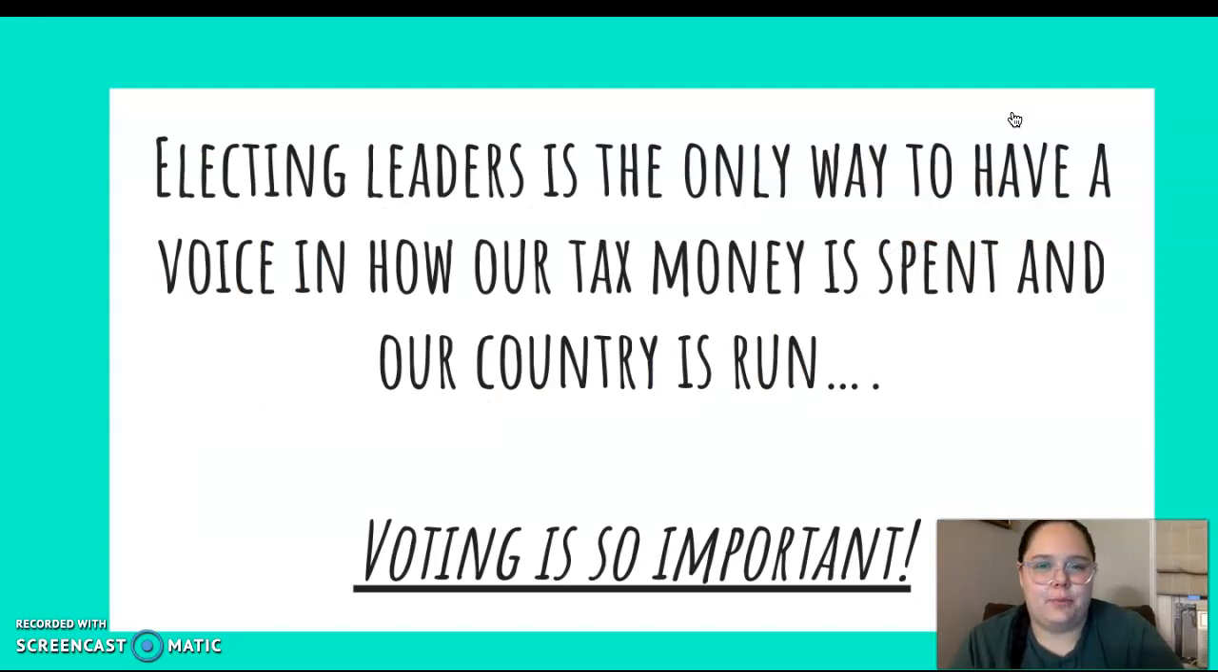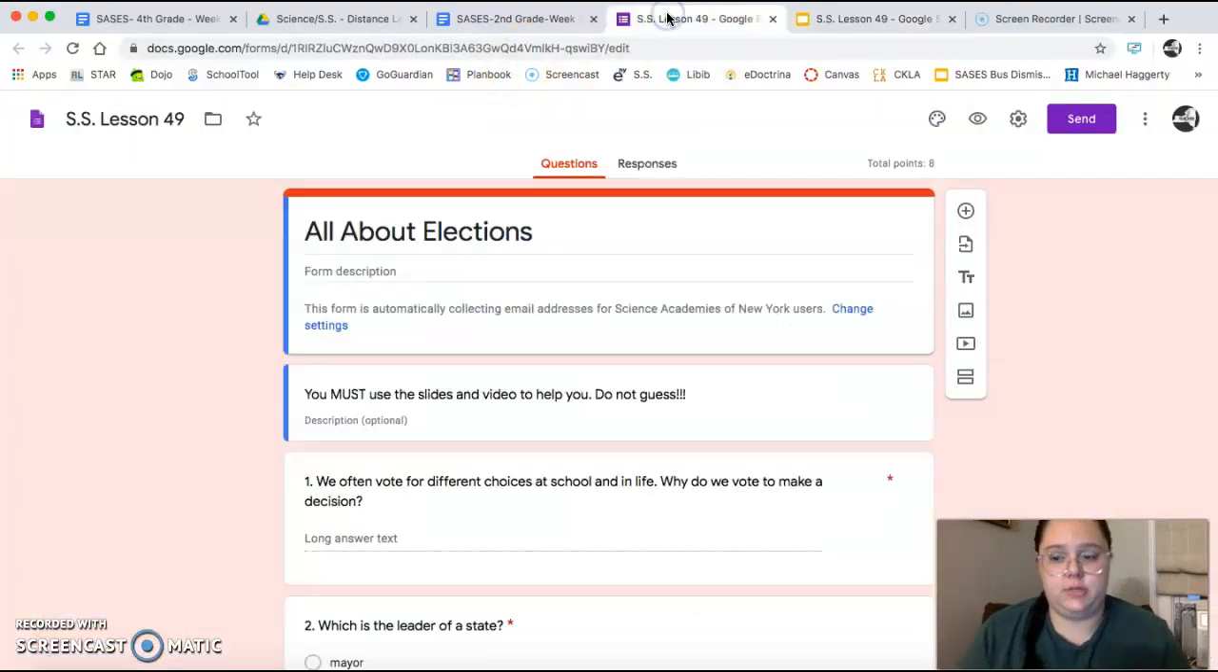So again, Ms. K is going to preach to you about why voting is so important. Electing leaders is the only way to have a voice in how our tax money is spent and our country is run. Complaining about it on social media, complaining about it in general, that's not going to change anything. The only thing that will change how our country is run is by going to the voting polls and casting your vote and showing your voice, telling them what you think. So voting is so important because it completely affects the things that happen in our country and where our tax money goes.